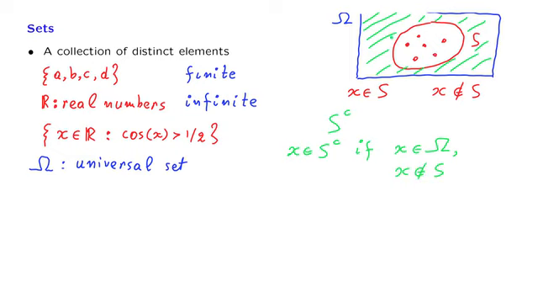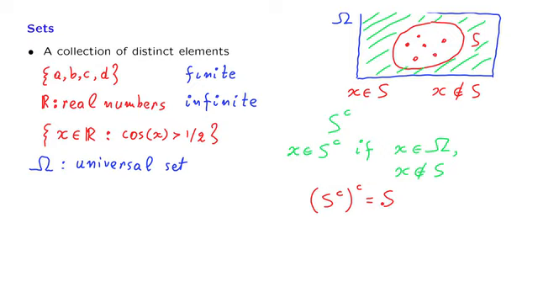Notice that if we take the complement of the complement, that is anything that does not belong to the green set, we get back the red set. So what this is saying is that the complement of the complement of a set is the set itself.